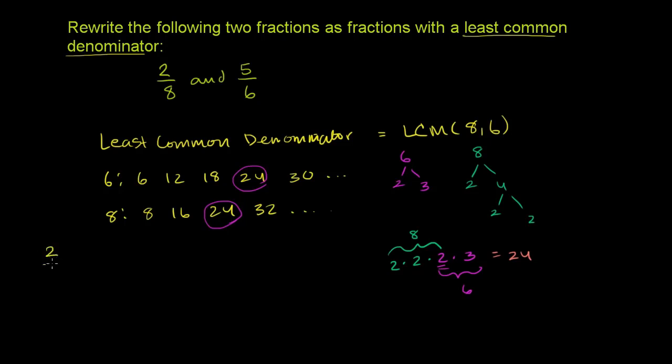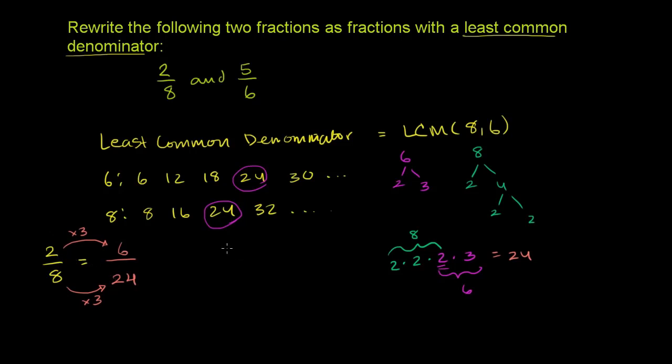So I'll start with 2 over 8. And I want to write that as something over 24. Well, to get the denominator to be 24, we have to multiply it by 3. 8 times 3 is 24. And so if we don't want to change the value of the fraction, we have to multiply the numerator and the denominator by the same thing. So let's multiply the numerator by 3 as well. 2 times 3 is 6. So 2 eighths is the exact same thing as 6 24ths.